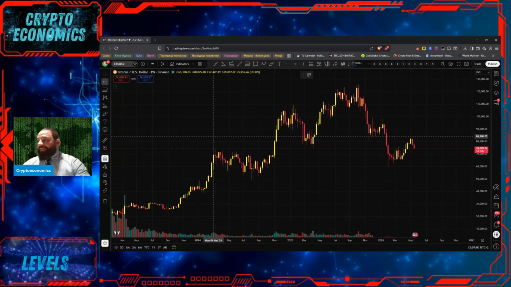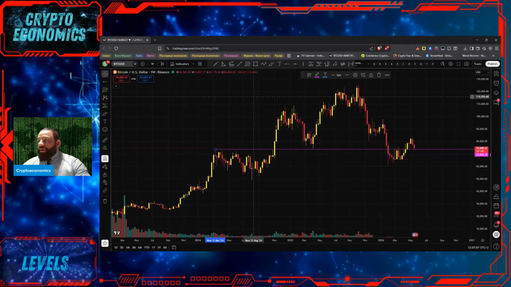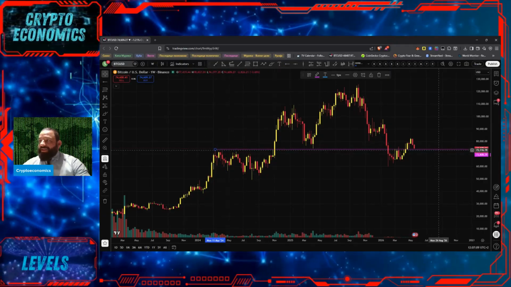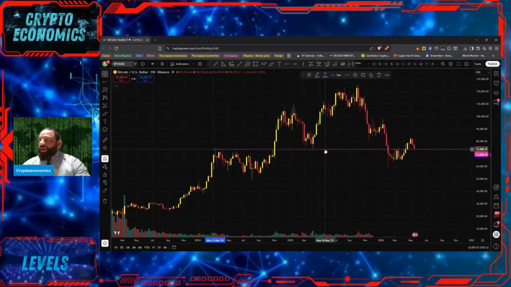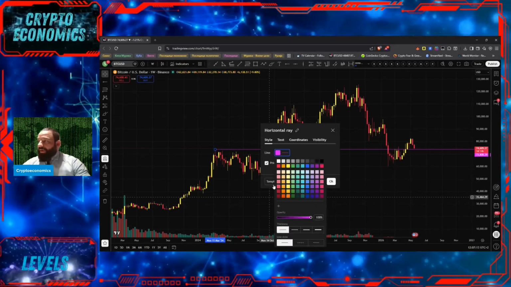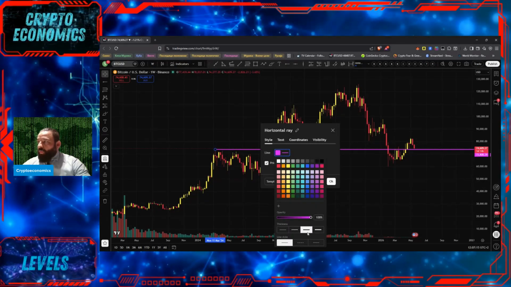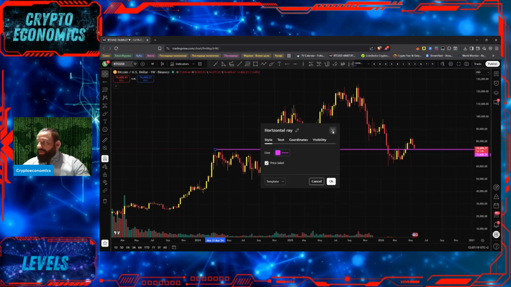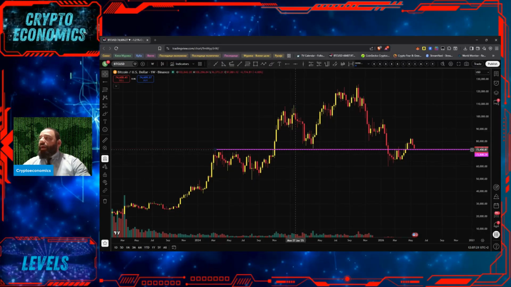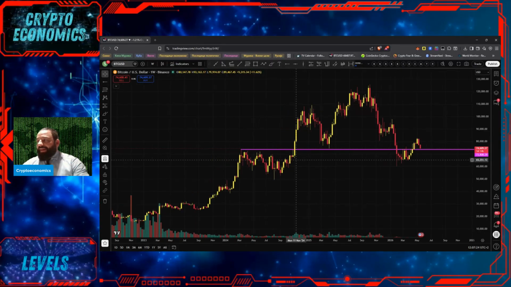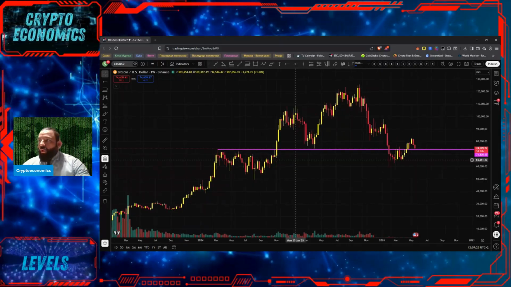Now, what does a level mean? For example, we're just going to put one, for you to see how it looks. This is the horizontal ray that we can change. If you double click on it, you can change it to a different color, or a different width, or to be a straight line, or separate lines, et cetera. But the idea is that the level is not just some drawing on a chart.